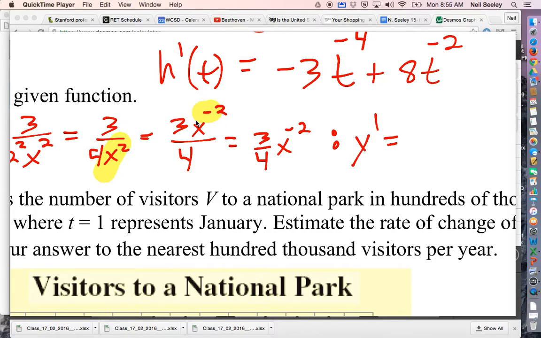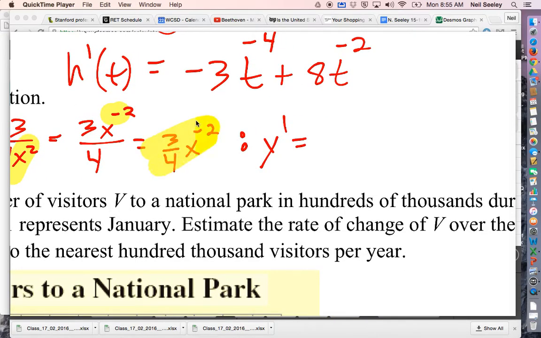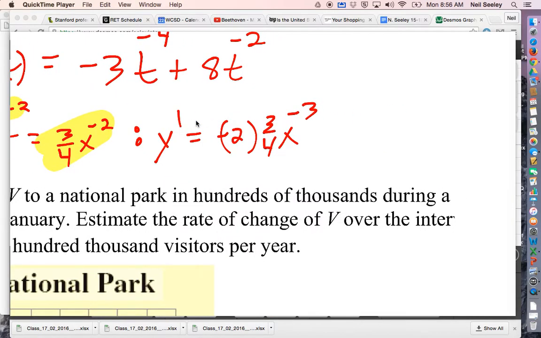So in this case, y prime would be the derivative of this version here, and we're going to take negative 2 times 3/4. So I'm just going to do it all, just kind of show you. Negative 2 times 3/4, and then x to the negative 3, because you're taking away 1 from the power. And when you multiply a number and a fraction, you multiply the number times the numerator. So this becomes negative 6/4 x to the negative third.